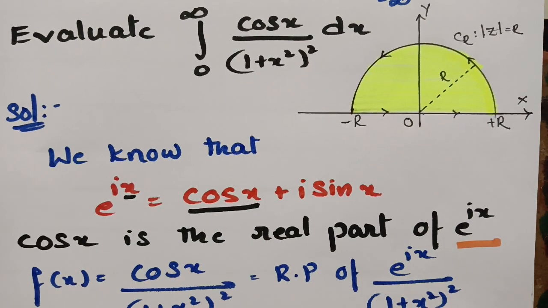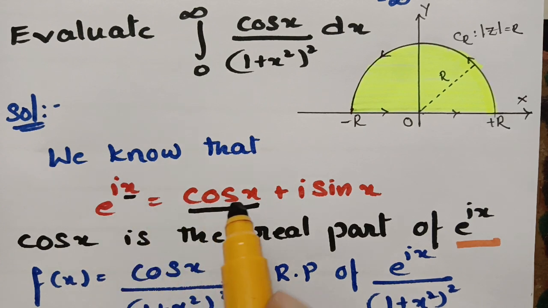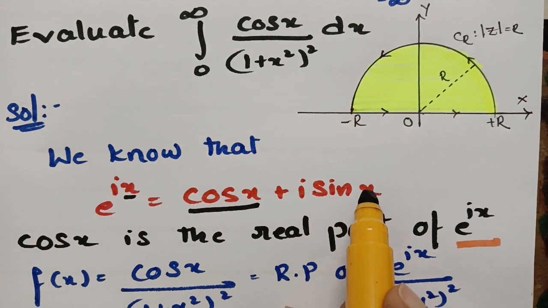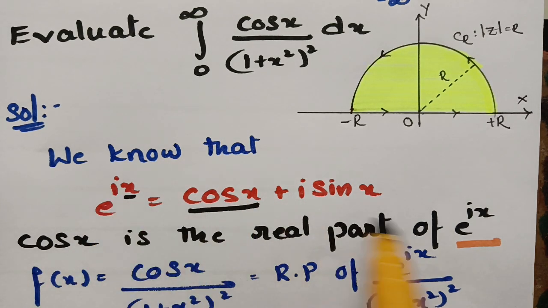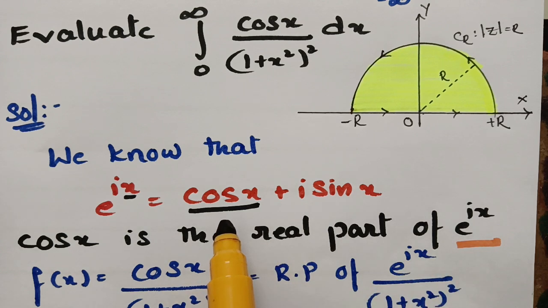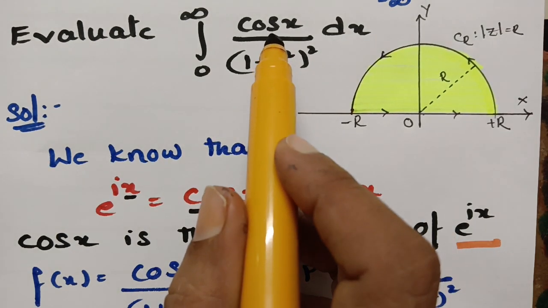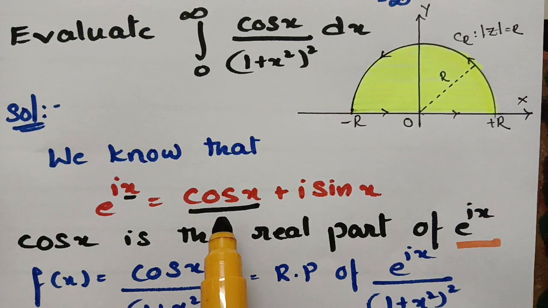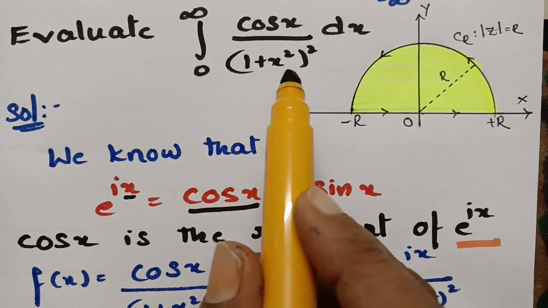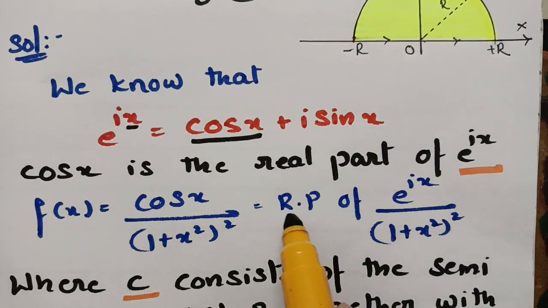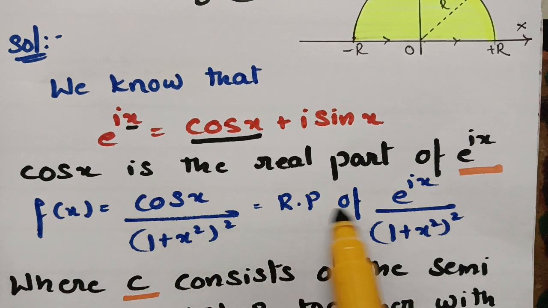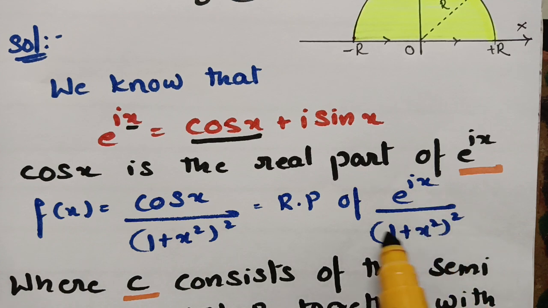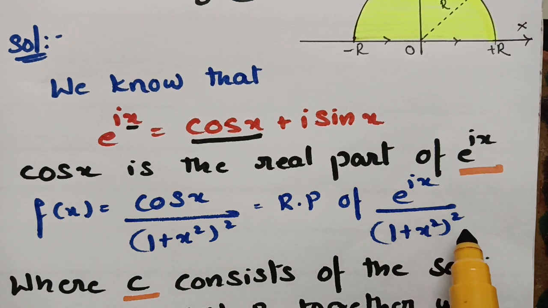As you know that e power ix is nothing but cos x plus i sin x. So here equating the real parts, cos x is nothing but the real part of e power ix. Why am I taking this cos x? As in the question there is cos x, I am talking about this real part. So I am transforming this integral in terms of the real part of e power ix by (1 plus x square) whole square, in place of cos x.